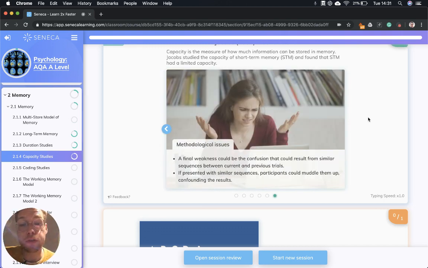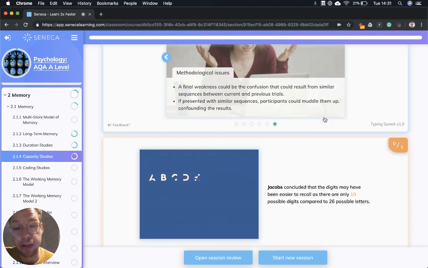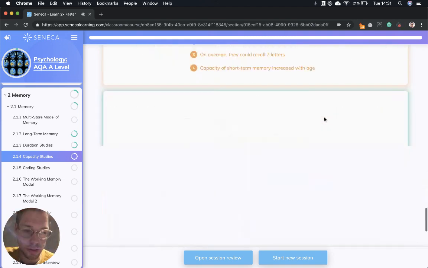There were also a few methodological issues. A final weakness could be the confusion that could result from similar sequences between current and previous trials. If presented with similar sequences, participants could muddle them up, confounding the results.